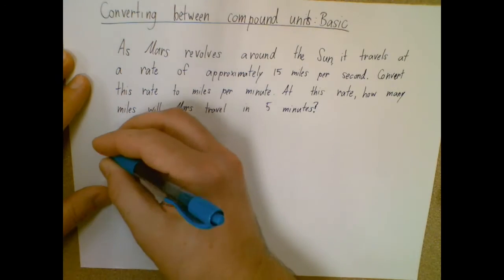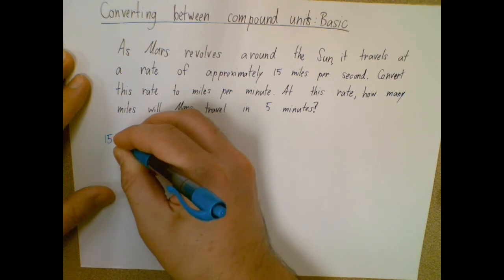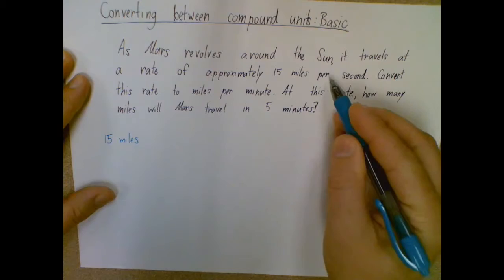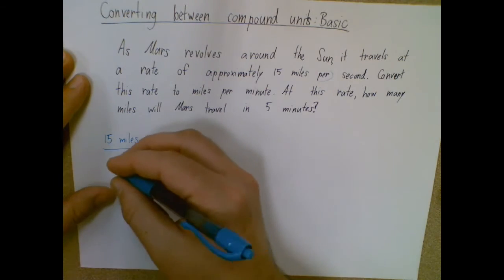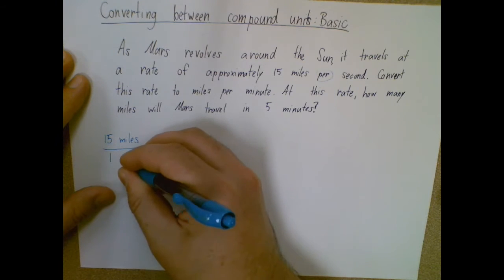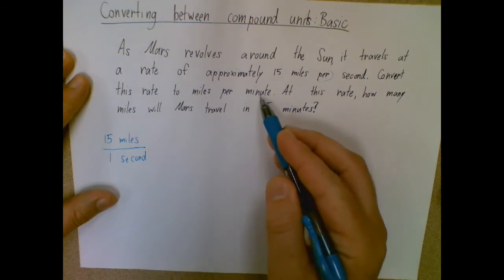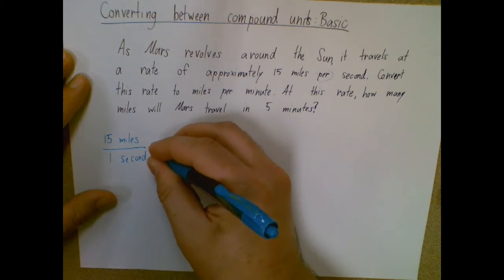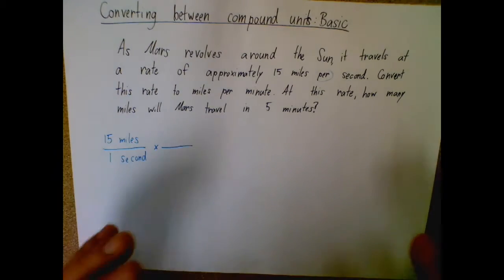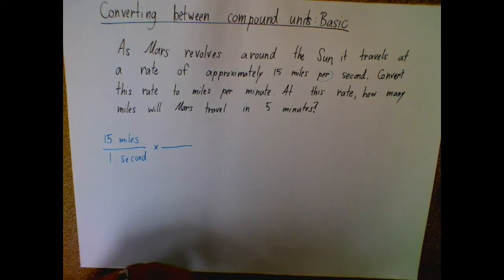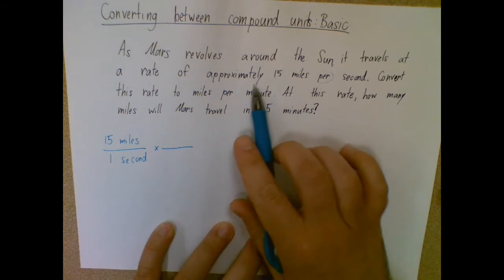So if I write this, I have 15 miles per second. So remember that per is division, so per second, and it doesn't have a number there, so it's 1 second. Okay, and I want to change it to miles per minute. So in order to do that, I'm going to multiply, and I need to connect together the part I'm trying to get rid of and change it to the part that I'm trying to get. So I'm trying to get rid of seconds and change them into minutes.